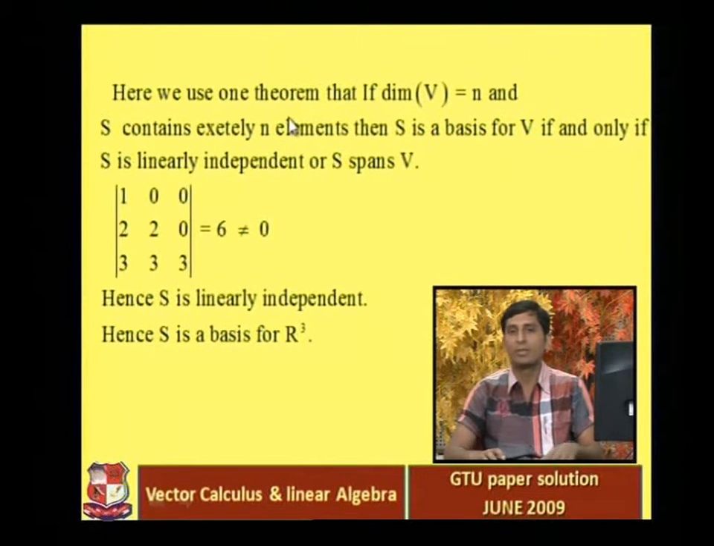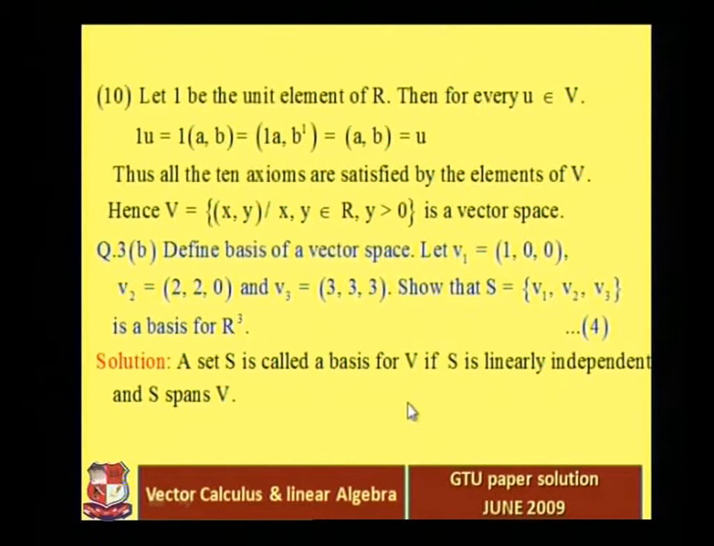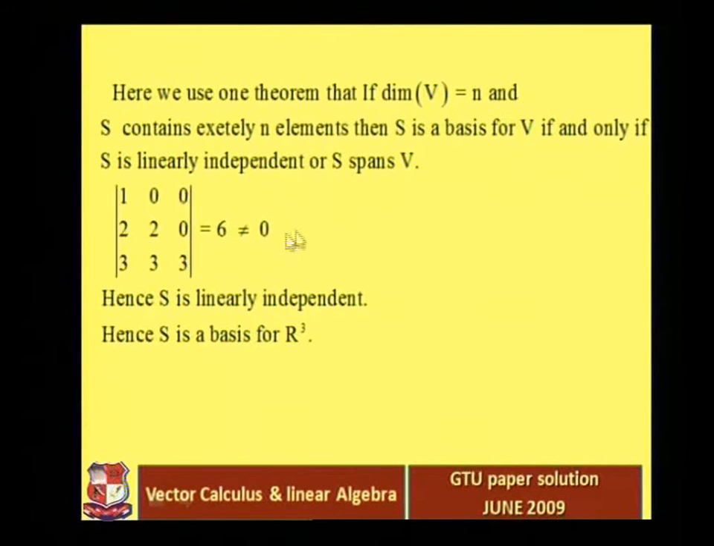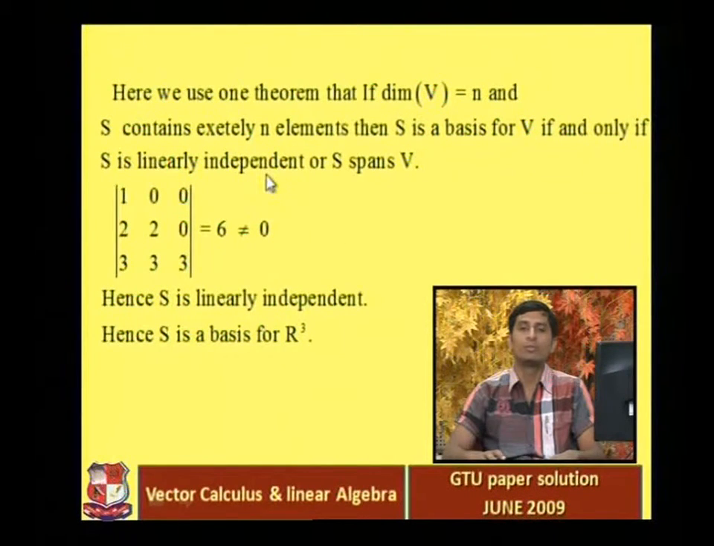This situation happens here because what is our V? V is R3, and we know that in general the dimension of Rn is equal to n. So the dimension of R3 is 3, and we have exactly three vectors V1, V2, V3. So that's why here we only need to prove linear independence for these three vectors, and for that we use the determinant.